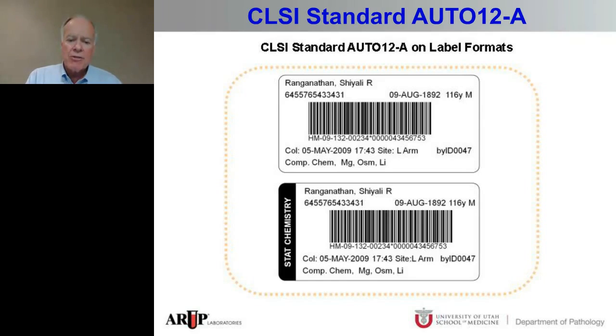So patient name on the first line, unique secondary identifier, usually a medical record number or a financial number, is on the second line, left justified. Right justified is patient date of birth, age, and sex. Then below the barcode, left justified, is the collection date and time and a phlebotomist ID, and the rest of the region below the barcode is left for the laboratory to choose for their optional information.